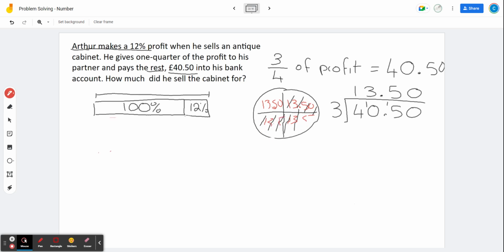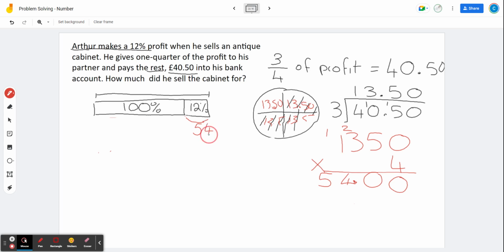Now what I'm going to do is multiply this quarter by 4 to get the whole. That's going to give me 0, and 20, carry 2, and that's 1, and that's 54. So now I know that this entire 12% represents £54. But what I really need to know is this original 100%.